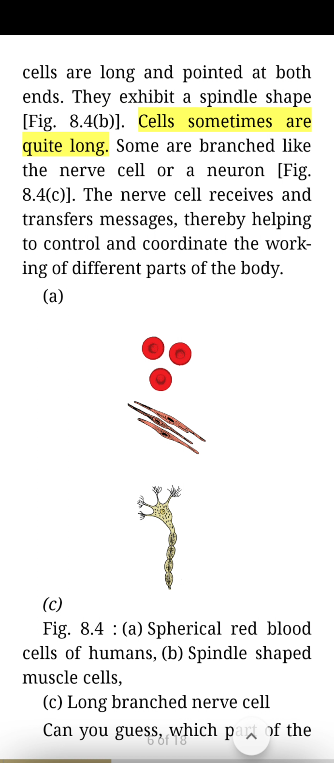8.4b. Cells sometimes are quite long. Some are branched like the nerve cell or neuron. Fig. 8.4c. The nerve cell receives and transfers messages, thereby helping to control and coordinate the working of different parts of the body. Fig. 8.4. A. Spherical red blood cells of humans. B. Spindle-shaped muscle cells. C. Long branched nerve cell. Can you guess which part of the cell gives it shape?